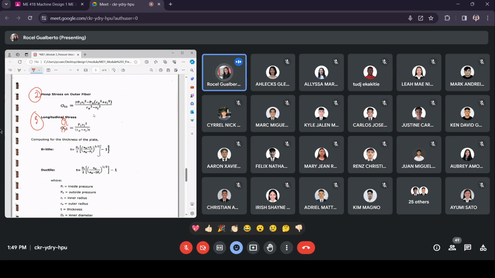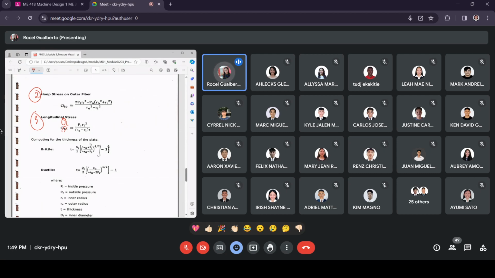And then the last one po, you have there the longitudinal stress. Okay? So, the longitudinal stress is PI RI squared over RO minus RI and then multiplied by T. Okay? So, you call this your longitudinal stress. Okay, so you have here now yung tatlo po na nakita natin, okay? That talks all about stresses, okay, in the cylinder or in the sphere.